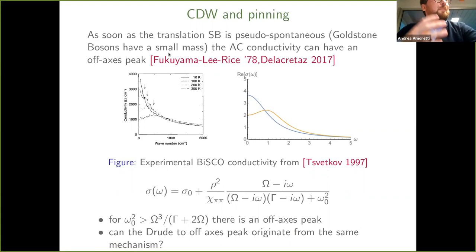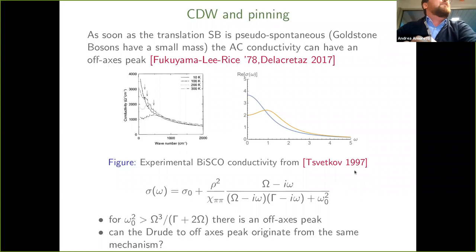And what they saw was that as soon as the breaking of the translation becomes not properly spontaneous, but pseudo-spontaneous, which is necessary to have a finite conductivity, the electric conductivity acquires this particular form. Depending on the values of these coefficients, you might have either a Drude-like peak or an incoherent peak, which was something people were measuring in this kind of system at high temperature since a very long time ago.